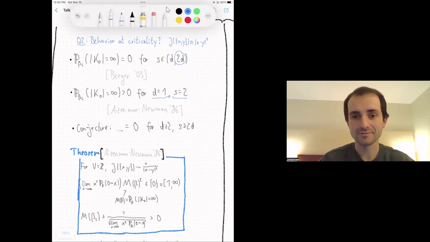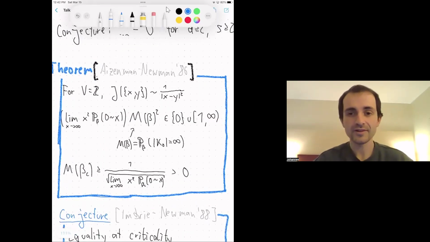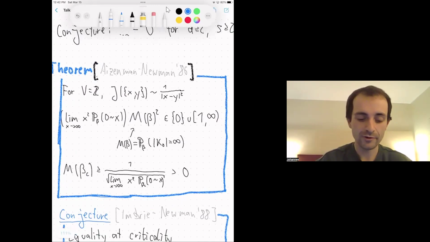Okay, so I want to zoom in a bit on this fact of the discontinuous phase transition, this Aizenman and Newman result. So what exactly did they prove here? And maybe more importantly, how did they prove it? So the theorem that the proof is following.